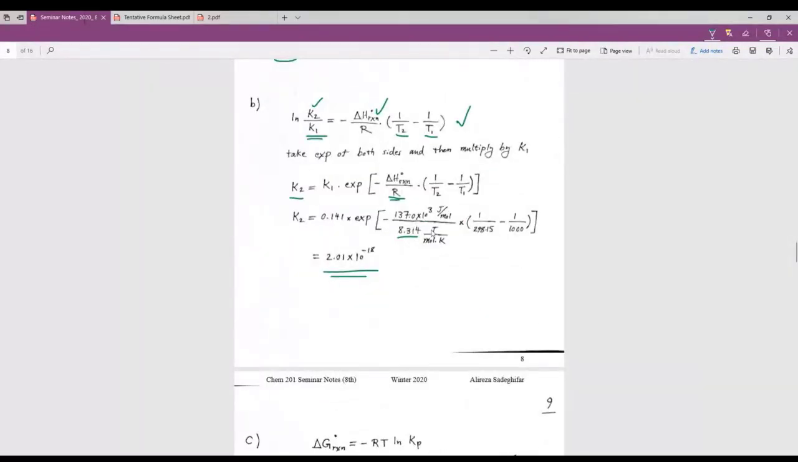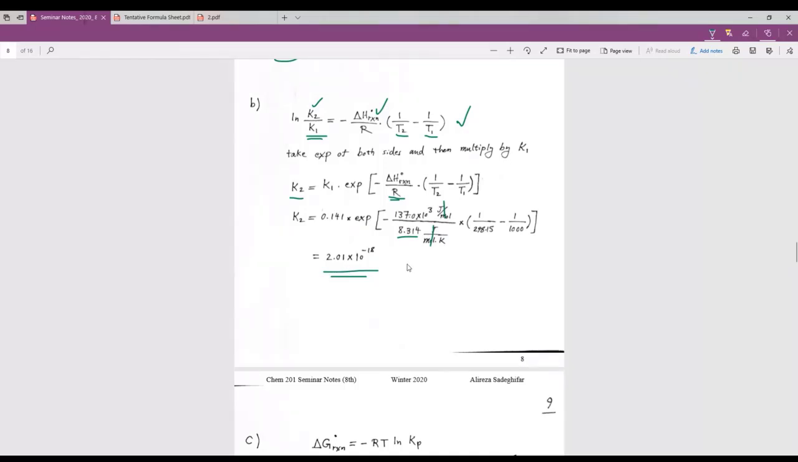That makes sure that both of them are joules, so joules per mole and joules per mole cancel each other. We're left with 1 over Kelvin multiplied by Kelvin down here. Then it should give us a unitless number because it is in the exponential. So everything in here should be unitless. That's why. Okay, anyways, so K2 is calculated here.